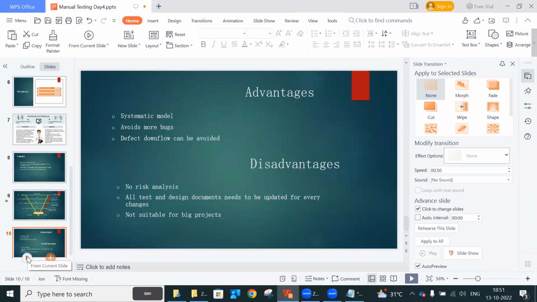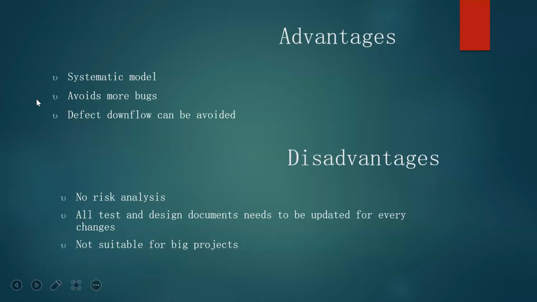Tomorrow I'll handle Agile. So, the advantages and disadvantages of the V model. Advantages: it is a systematic model. So here we can avoid more bugs, because for each and every phase we'll be sitting and writing the document, reviewing it, getting the feedback and doing all sorts of things. Defect downflow means that from one phase to the next phase there are chances of a defect being missed and downflowed. These kinds of things can be avoided here for the same reason.